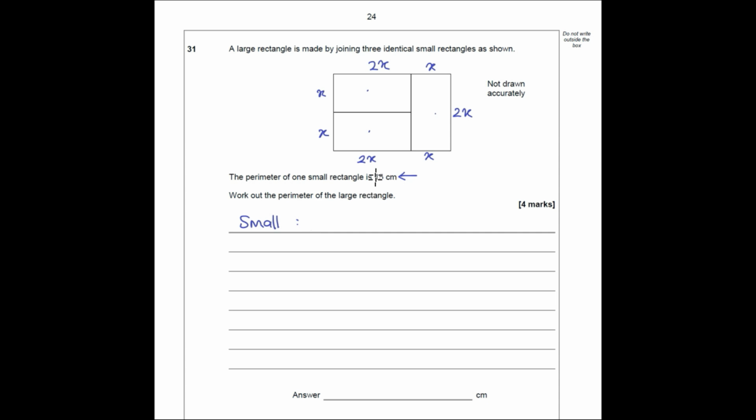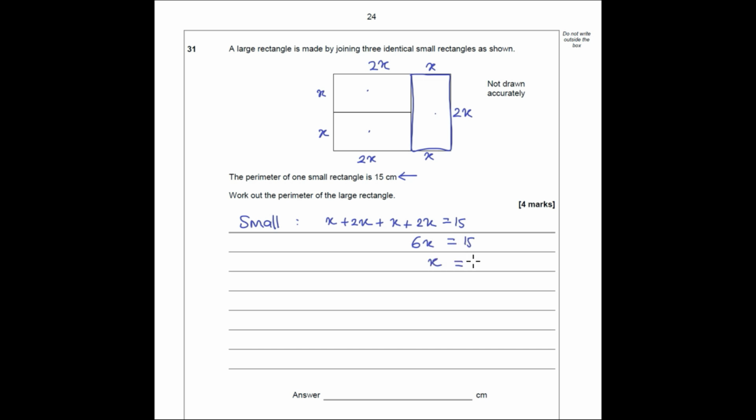So the perimeter is 15. This x plus 2x plus x and plus 2x again. So x plus 2x plus x plus 2x again. It is 15. Look at this. Look at how many x's we have. 1 and 2 and 1 and 2. So we have altogether 6. 6x is equal to 15.